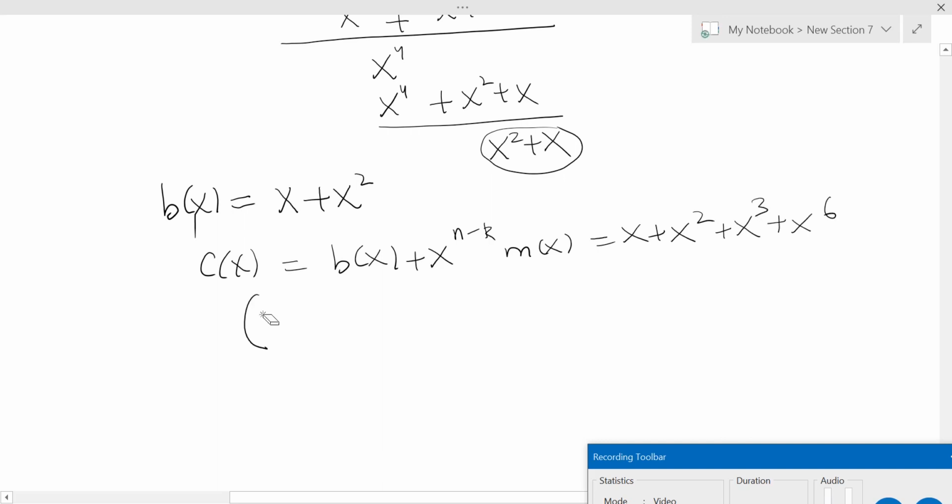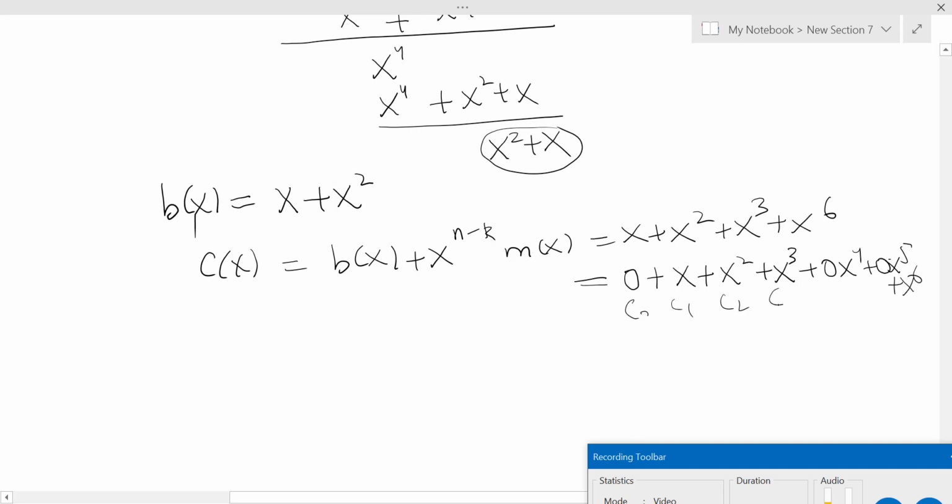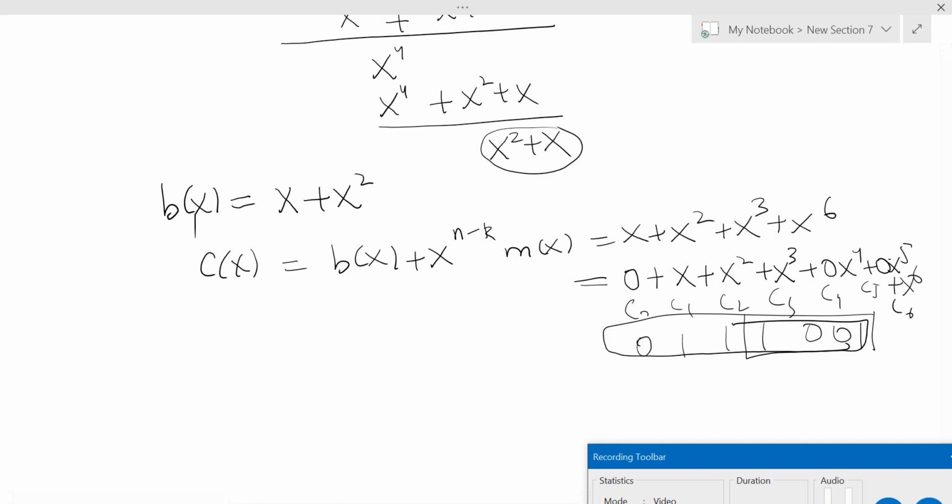Now you write the coefficients properly. So the constant term is 0. Then you have x plus x square plus x cube plus 0 times x4 plus 0 times x5 plus x6, right? So these are your C0, C1, C2, C3, C4, C5, C6 coefficients. So the code word is 0, 1, 1, 1, 0, 0, 1, right? See, it is systematic. This is your message part. Okay, so we have got the code word.